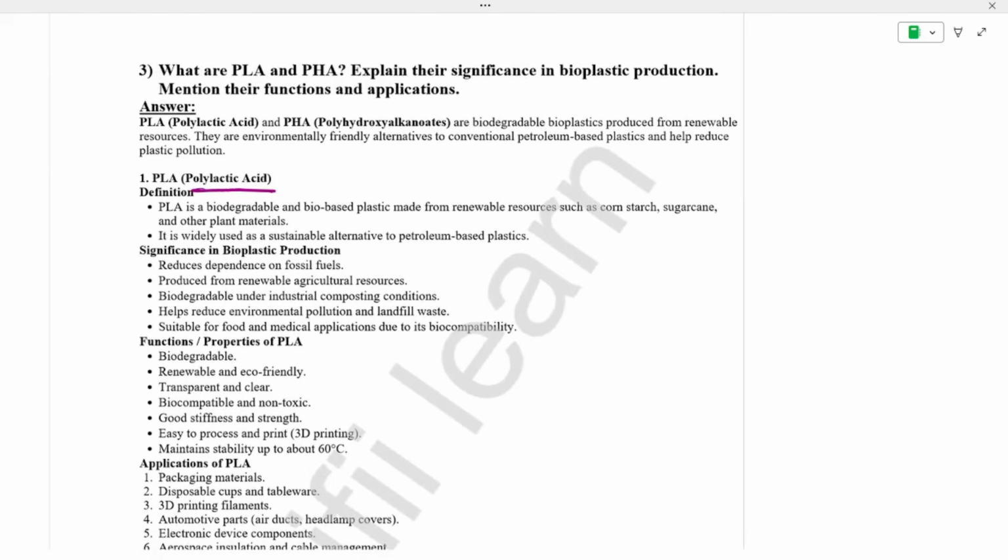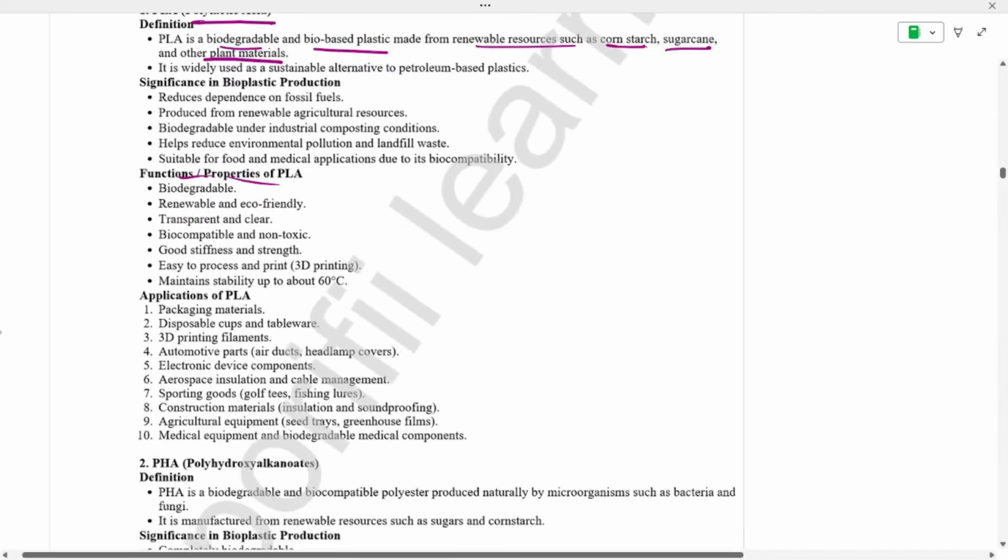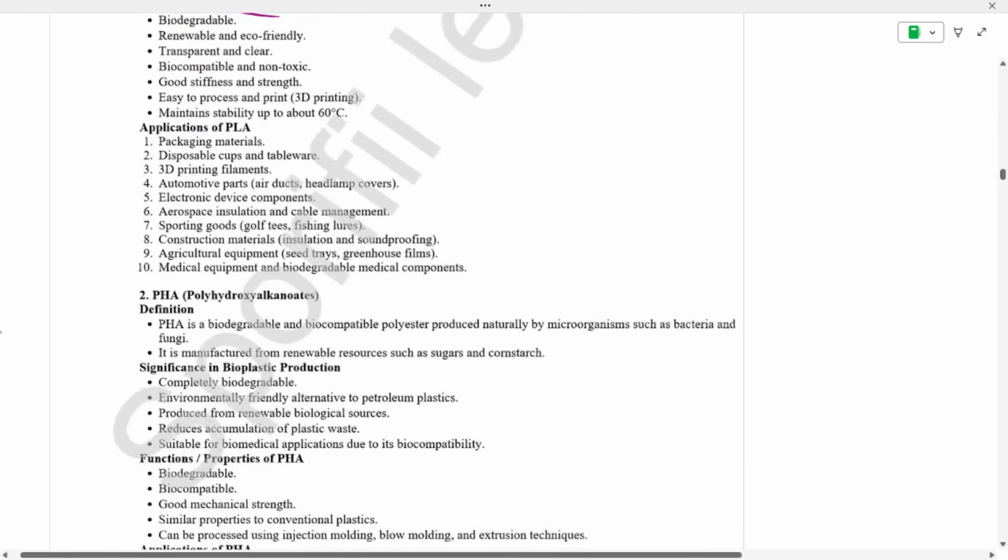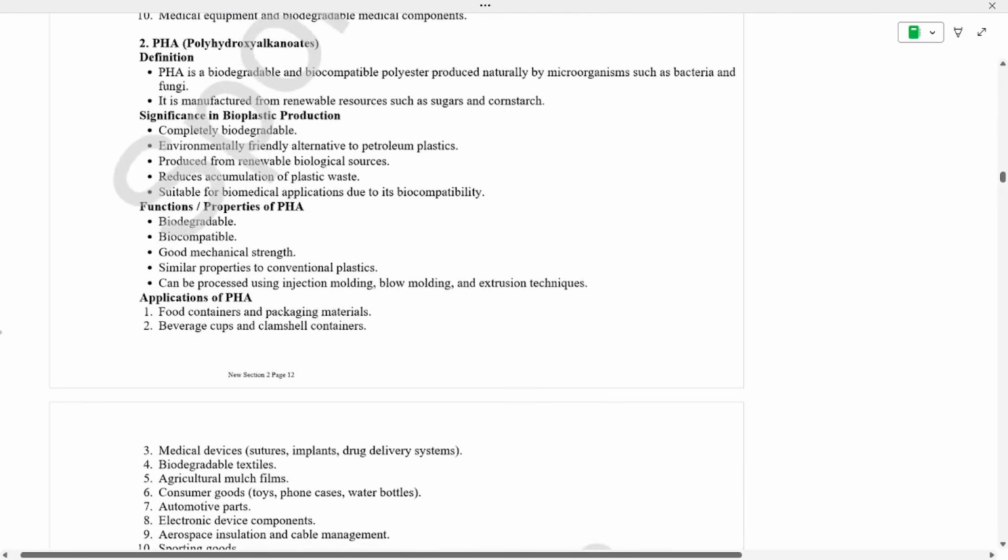Next is PLA and PHA. PLA is polylactic acid, a biodegradable, bio-based plastic made from renewable sources like cornstarch, sugar cane and other plant materials. Next are function and properties. You can see it is biodegradable, eco-friendly, transparent and so on. Applications are also mentioned.